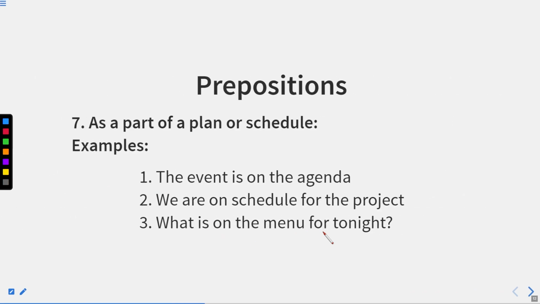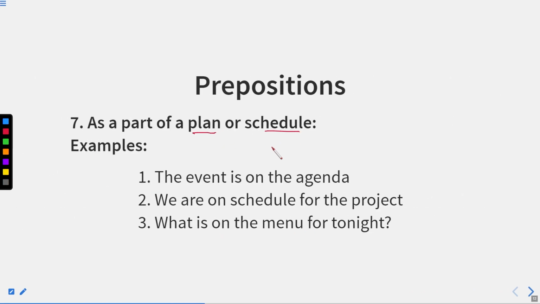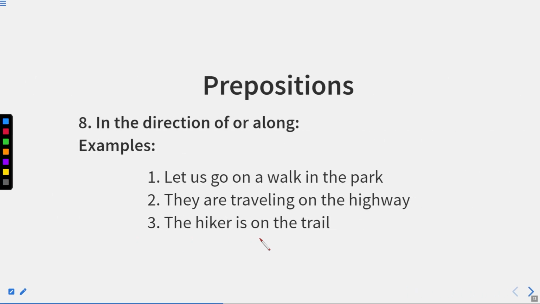Now let us move further. As a part of a plan or schedule, for example, the event is on the agenda. So the event is scheduled just to discuss this agenda. So agenda is the key part of that. So we can use preposition on. We are on schedule for the project. What is on the menu for tonight? So what is on the menu? It means what is there in the menu. So we can use preposition on for that as well. Now let us move this further.